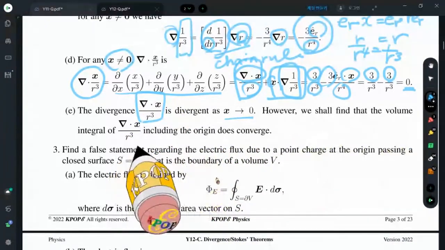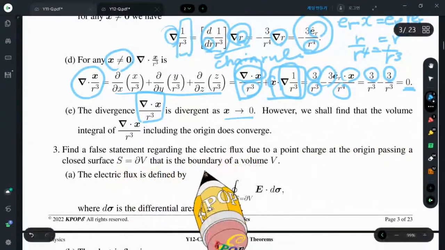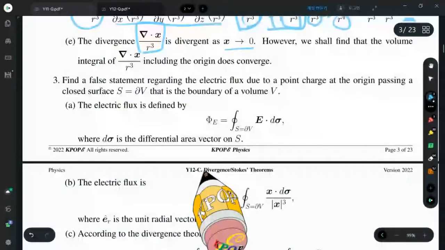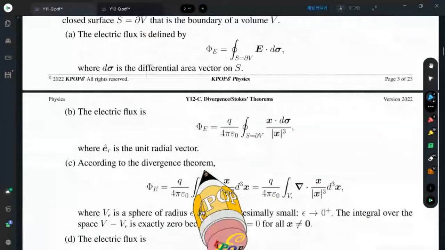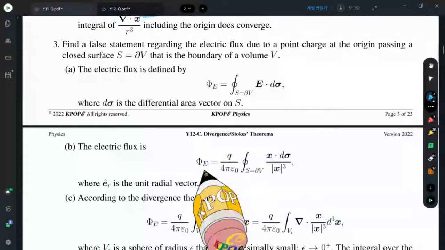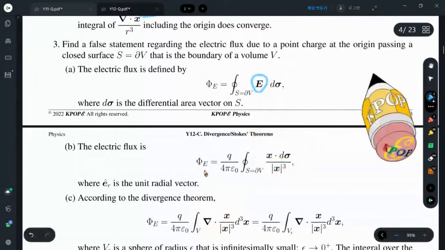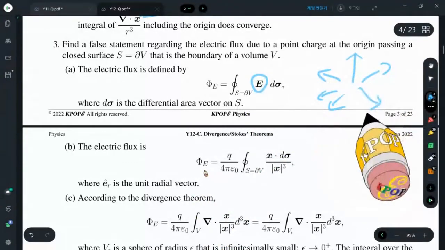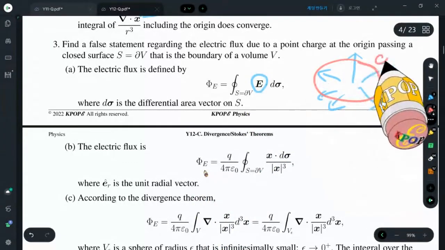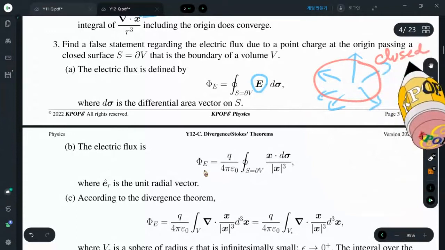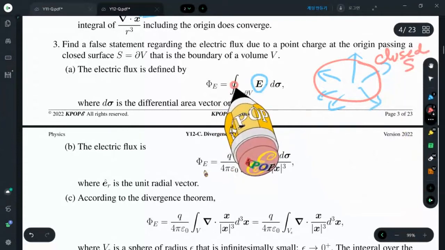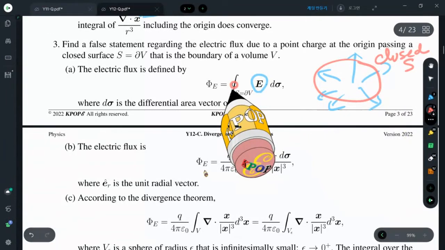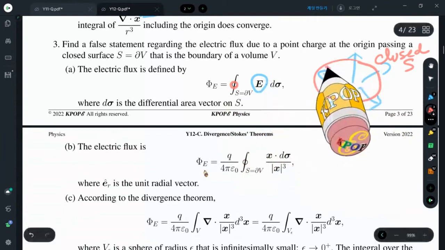However, we shall find the volume integrals using the divergence theorem. We investigate this problem more closely. The electric field is being radiated, and we choose a Gaussian surface that is a closed surface.